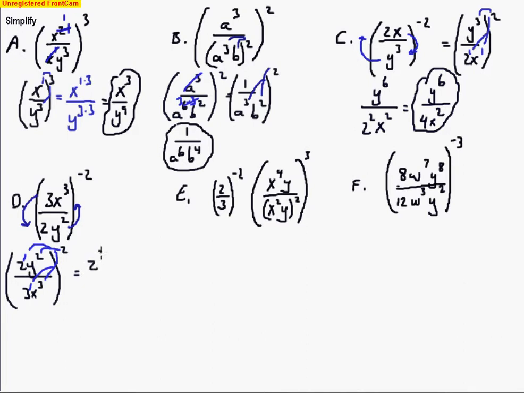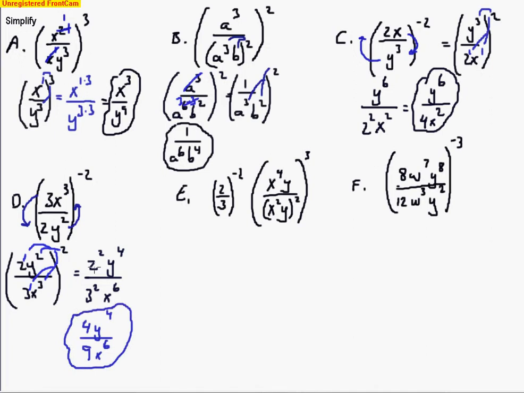So 2 squared y to the fourth. Down below we have 3 squared x to the sixth power. 3 times 2 makes 6. So from there, we multiply out these 2's, so this makes 4y to the fourth over 9x to the sixth. And that's our answer right there.